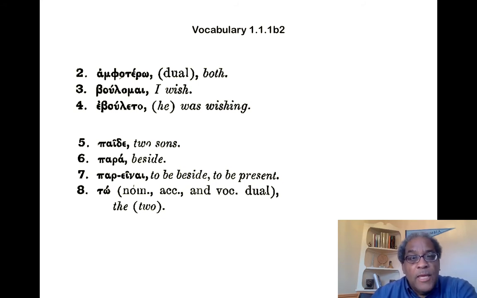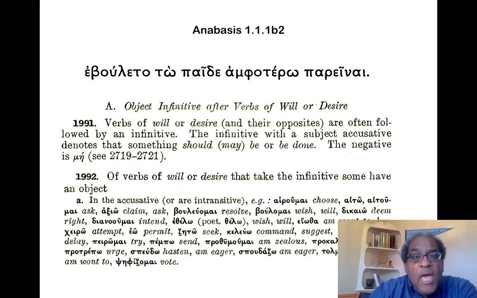So again, amphoteros, boulomai, eboulето, the imperfect third singular of boulomai, paide, the dual, two sons, para, beside, we have not dealt with prepositions yet, but para plus einai, you get to be beside, to be present, to be on hand. And then to, the dual, singular accusative nominative vocative of the definite article. So, eboulето to paide amphoteros pareinai. Eboulето to paide amphoteros pareinai.